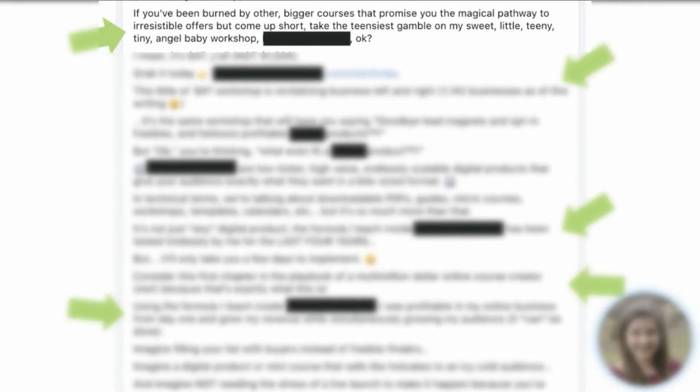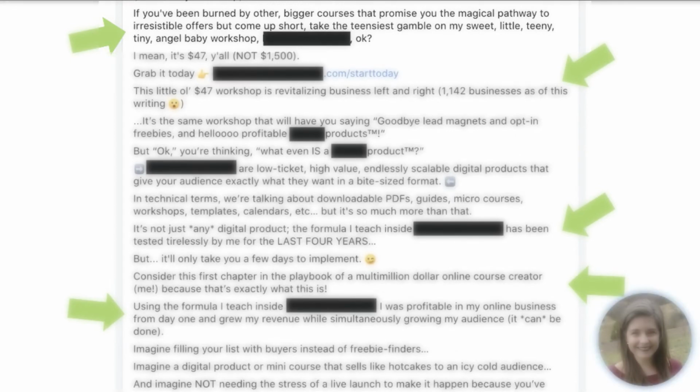We're talking about a problem that people have had with other workshops. So if you've been burned by other bigger courses that promise you the magical pathway to irresistible offers but come up short, that is talking about a problem people have with big bloated courses that make a lot of promises but don't deliver. And that pain point is also a little bit of positioning, right? So how are they different than those other bigger courses that promise you that magical pathway?